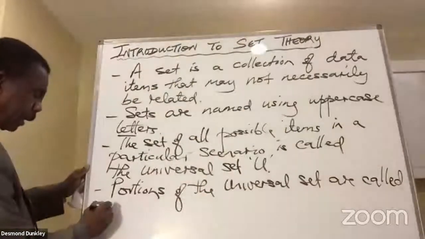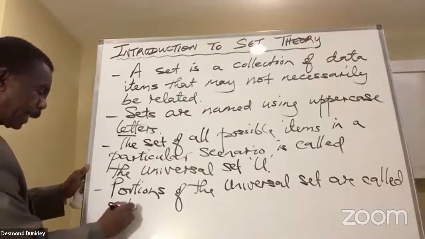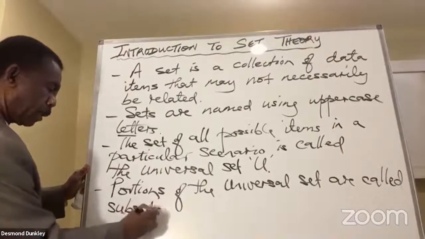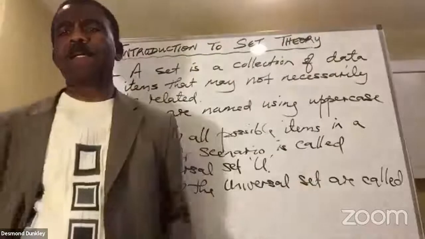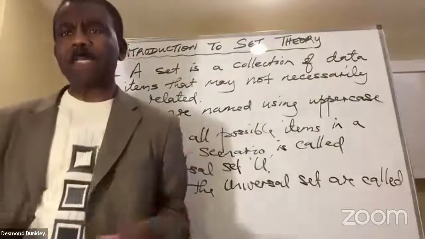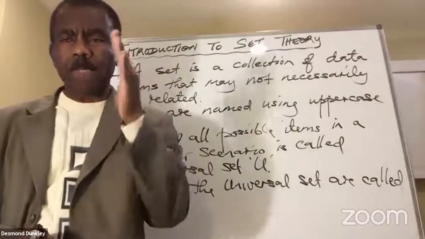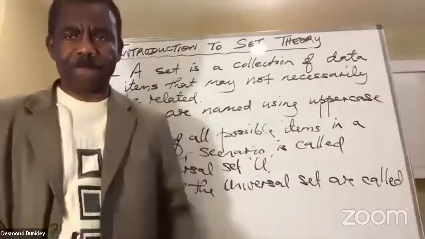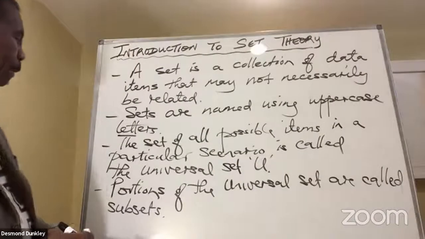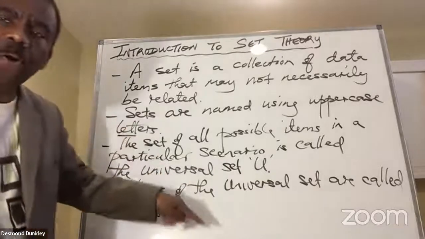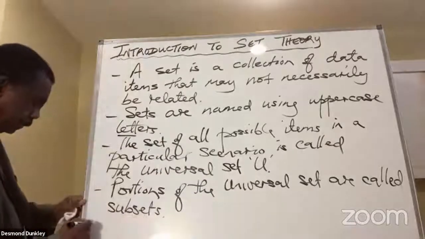Portions of the universal set are called subsets. So you have the universal set, which is the overall, the complete set of items, and then subsets would be a fraction thereof. Okay? And we refer to individual items. The individual items are called elements.